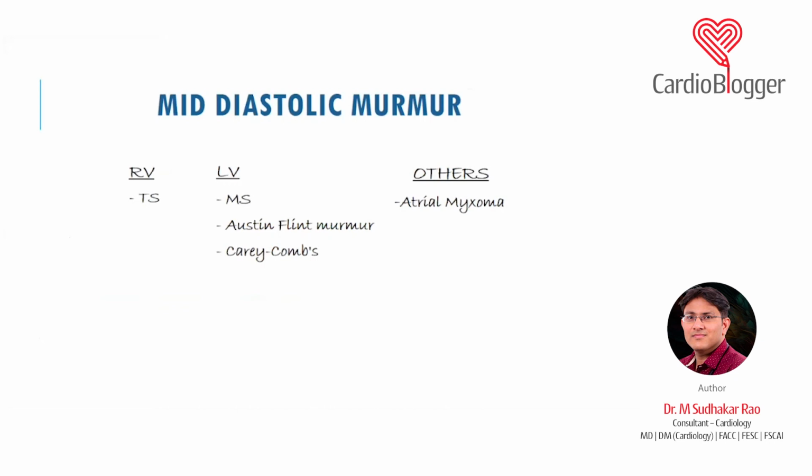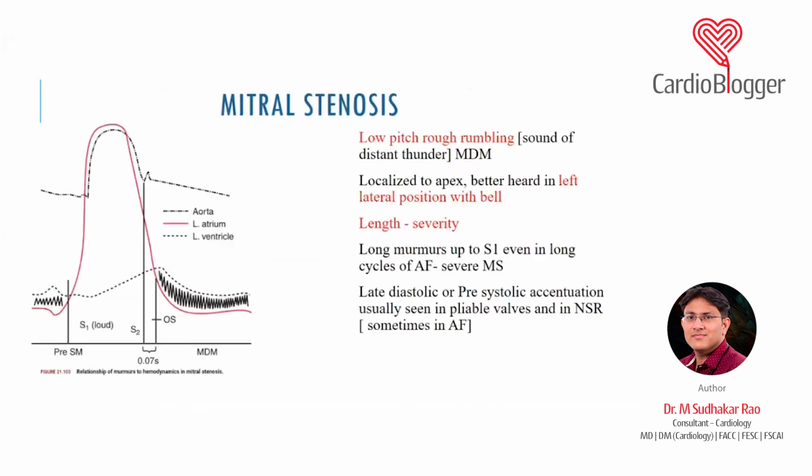So let's discuss one by one. So the mitral stenosis murmur, I already discussed with you, it is a low pitch, rough rumbling murmur. It is localized to the apex with the bell of the stethoscope with the breath held in expiration, patient in left lateral position. I think till here nobody has doubt, everybody would have heard by now a mitral stenosis murmur.